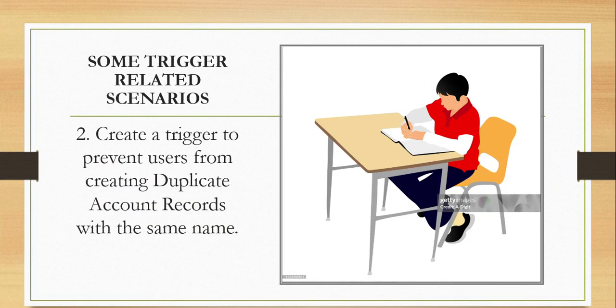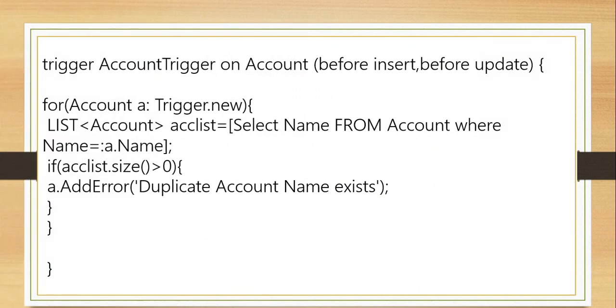Create a trigger to prevent users from creating a duplicate account record with the same name. Which trigger event will be used? Yes, before insert. Before insert and before update. For Account a in trigger.new, if the list of accounts contains a duplicate account name, it exists.